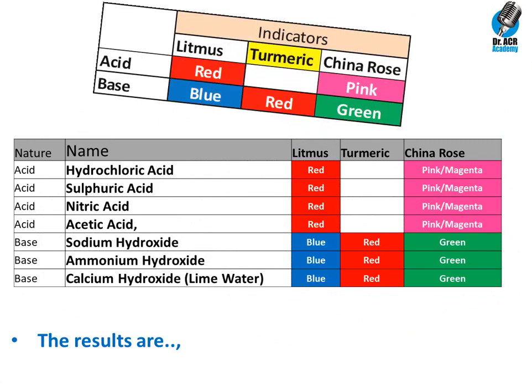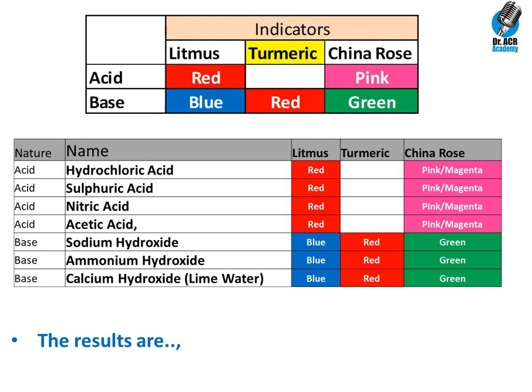Hydrochloric acid turned red in litmus paper and did not change color in turmeric, and in China rose it was magenta. Coming to sulfuric acid, it turns red with litmus and does not change with turmeric, and changes its color to magenta in China rose indicator. Next, nitric acid turns litmus paper red and does not change with turmeric, and turns magenta in China rose indicator.